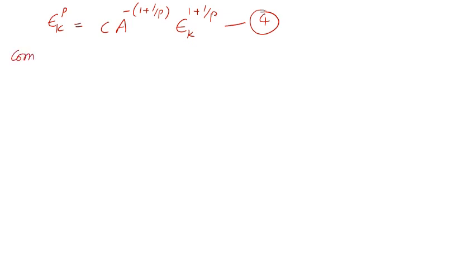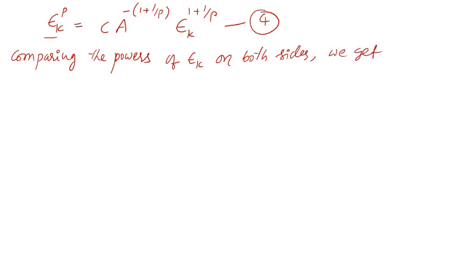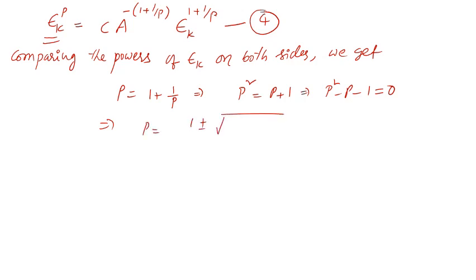Now comparing the powers of epsilon k on both sides. Don't cancel here. On both sides we get, what is epsilon k power here? P on the left side, and right side is what? 1 plus 1 by p. So this is what you will get, p square equal to p plus 1, that is p square minus p minus 1 equal to 0. So solving this equation, p equal to minus b plus or minus square root of b square minus 4ac by 2a. So 1 plus or minus root 5 by 2.